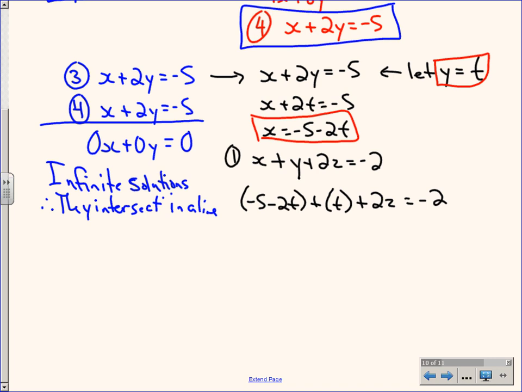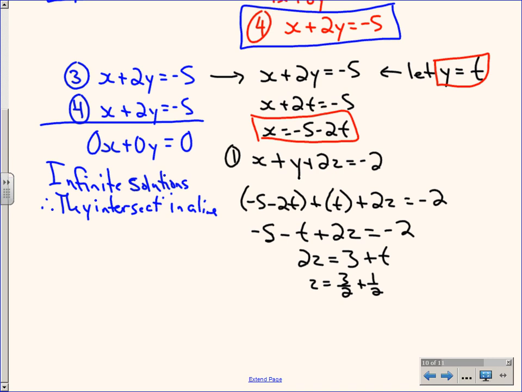And if we start collecting some terms there, minus 5 plus t. Oh, not plus t. I made a mistake that time and caught it quick. Minus 5 minus t plus 2z equals minus 2. Just trying to get the z by itself, right? Divide both sides by 2. And there's our z value. So now I've got the line.